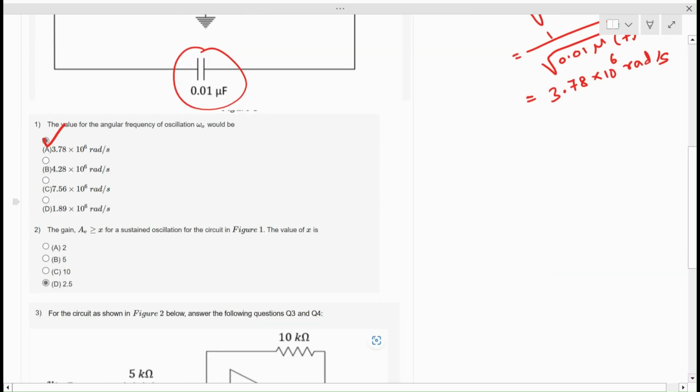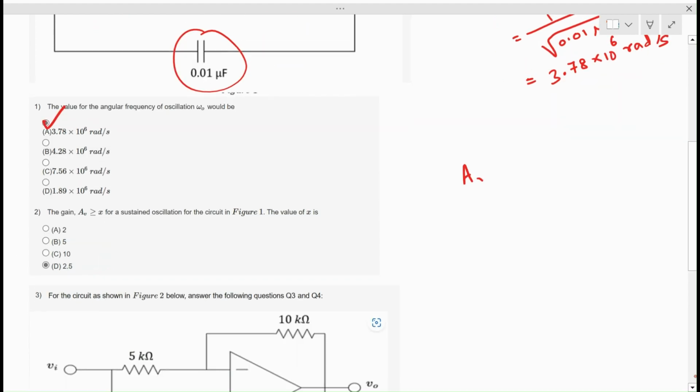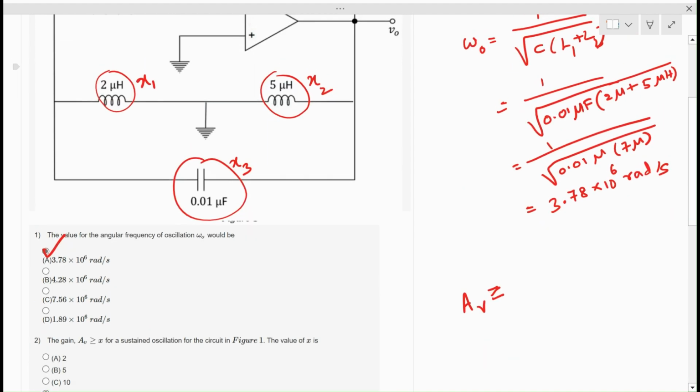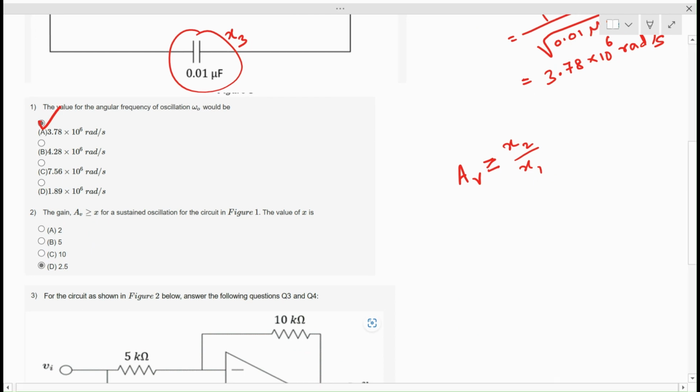Second question, for the same circuit, what is the gain AV must be greater than or equal to X for a sustained oscillation. The value of X, the question. So here the gain AV must be greater than or equal to, here the impedance, this is X1, X2 and this is X3. In that case, the gain AV must be greater than or equal to X2 by X1.